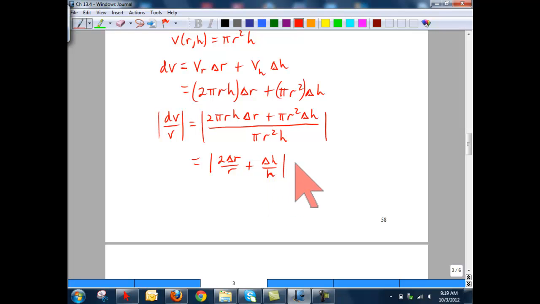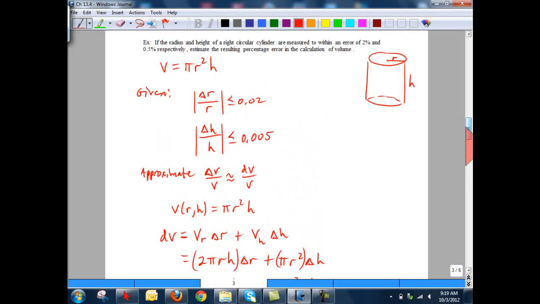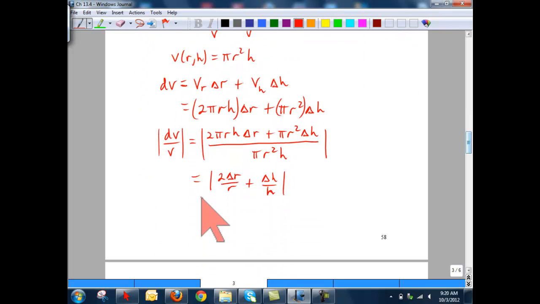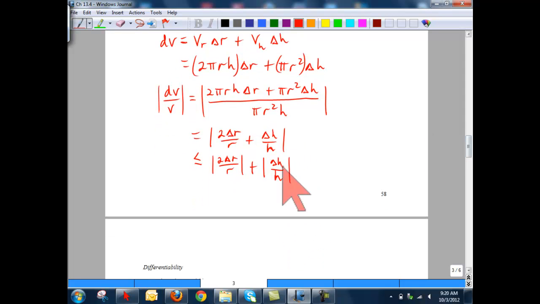And now those start looking friendlier because I do know something about delta r over r and delta h over h. Okay, let's use something called the triangle inequality. When I add two things together and then take their absolute value, that's less than or equal to taking the absolute values first and then adding together. It just removes the possibility of positive-negative cancellation, keeping the quantity from getting large.